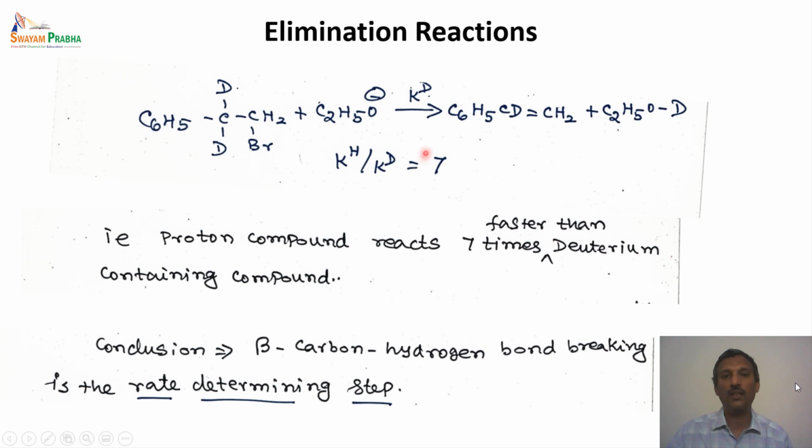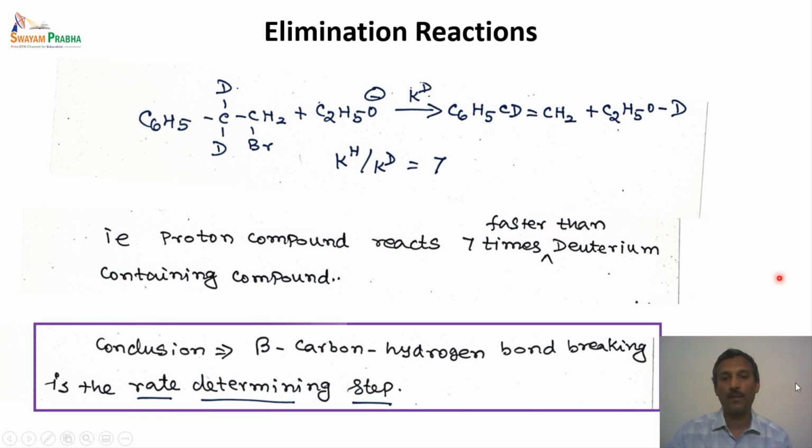So we say this particular reaction involves a primary isotope effect. So what is the conclusion? The beta carbon hydrogen bond breaking is the rate determining step. This is a crucial observation which we can make. This we studied using the primary isotope effect.